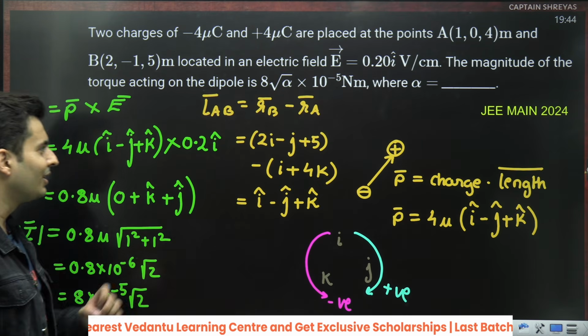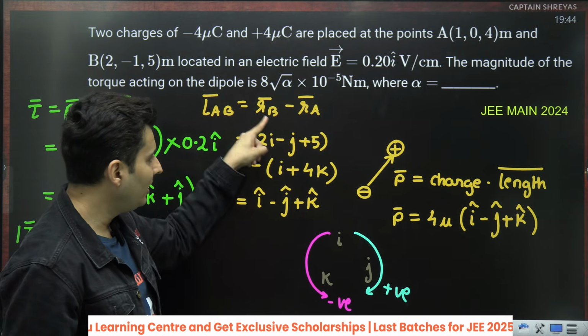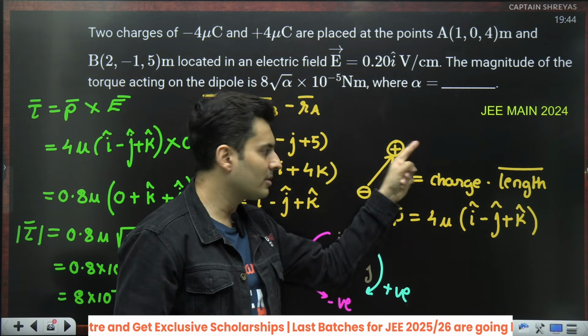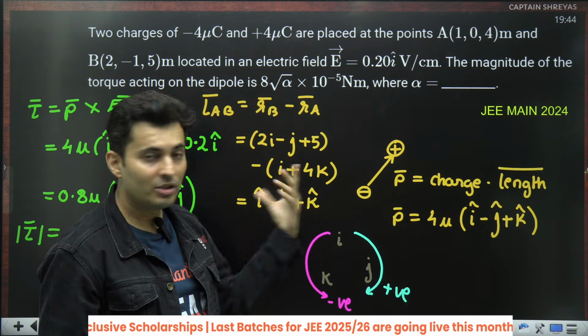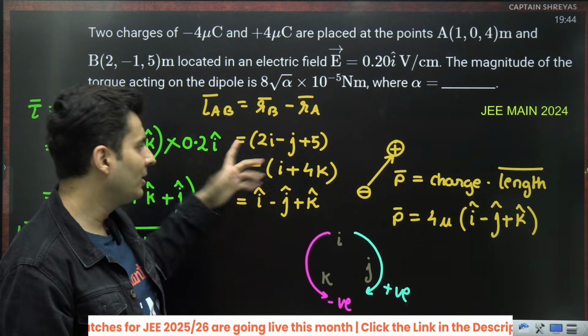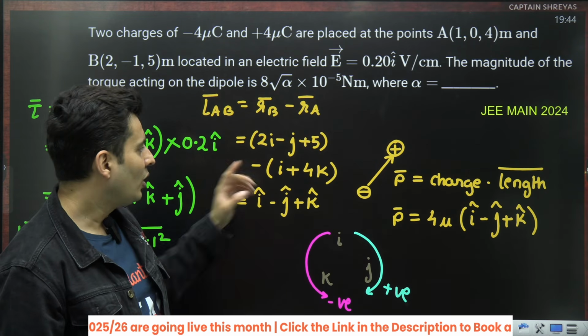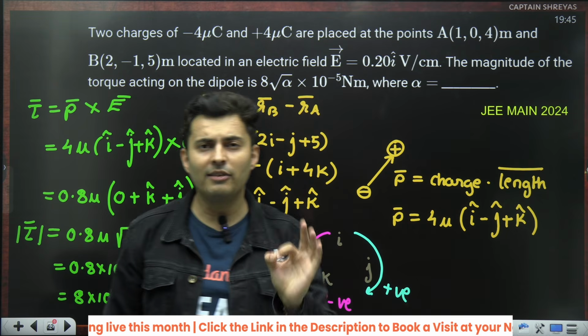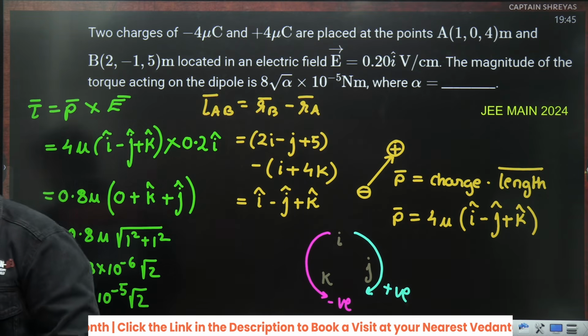Alpha is basically 2. The crux of the problem was this part where you have to find that displacement between point A and B, which will give you the length vector between points A and B. If you miss the sign, then also it will create an issue. Be careful about it. Always go from negative to positive while finding the dipole moment. Exactly.